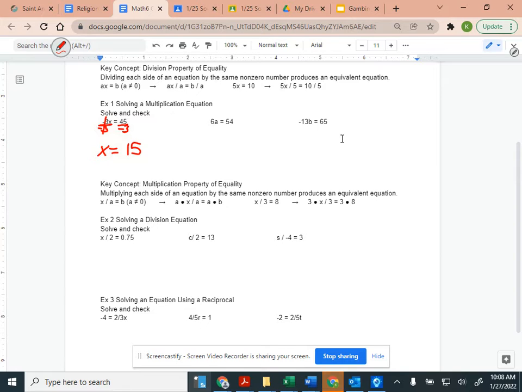Now we need to remember our negative and positive rules. If we are multiplying or dividing a positive and a positive, our answer will be positive. If it's a negative and a negative, our answer will be positive. If we're multiplying or dividing a negative by a positive or a positive by a negative, the answer is going to be negative. So this was a positive 45 and a negative 3. So our answer needs to be negative. So you have to remember those positive, negative rules.